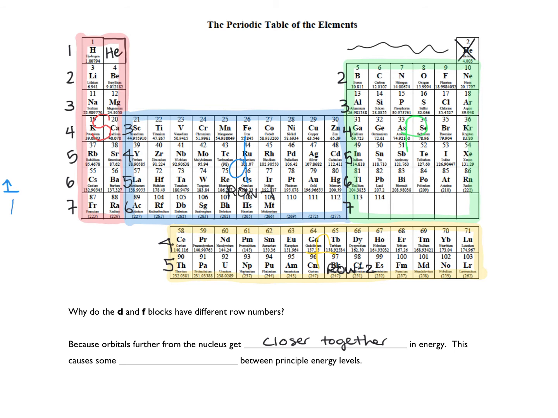So the energy levels are 1, 2, 3, 4, 5, 6, 7. And just like in Bohr's model, where the rings started to get closer together, in Schrodinger's model, the energy levels start to get closer together, and then they do start to overlap.